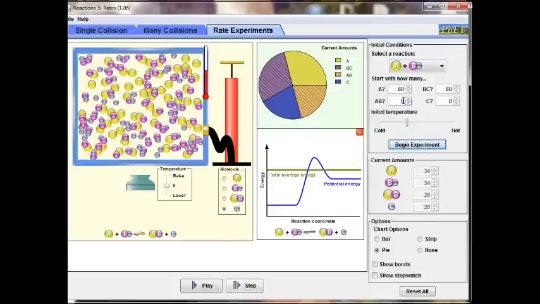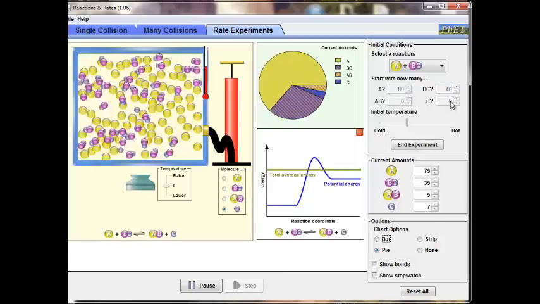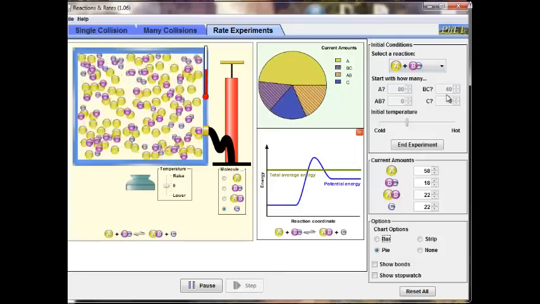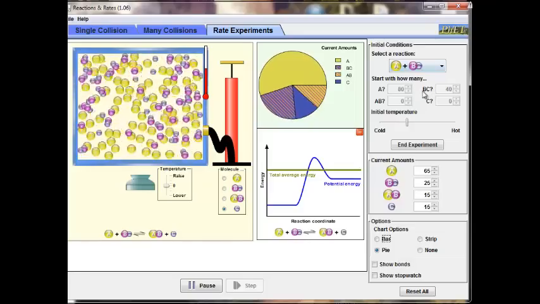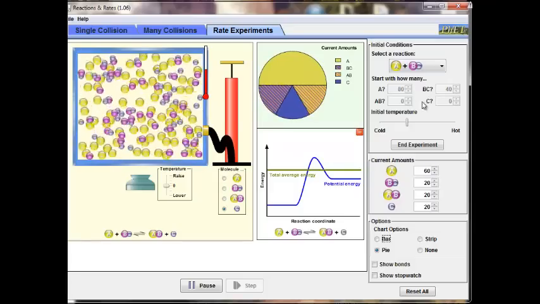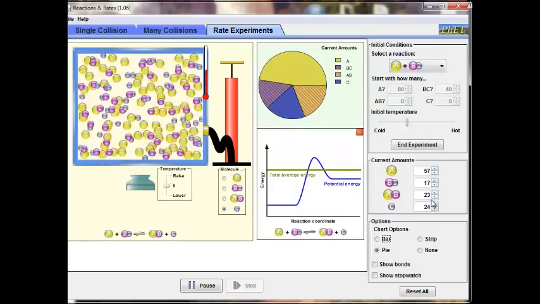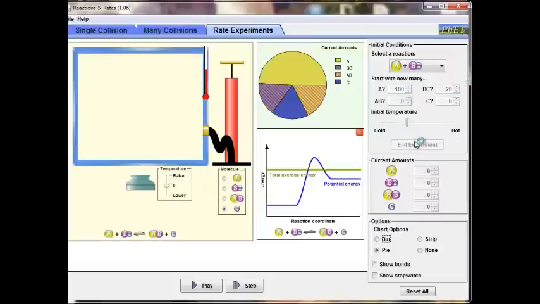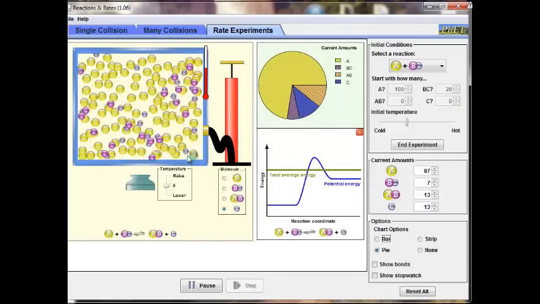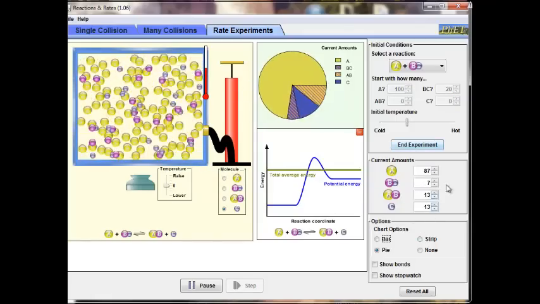Then I went through and I changed this, and I put this up to 80, and this up to 40. You'll notice I kept all of these constant at 120, and that was just so that the pressure stayed constant. And I wrote down these numbers after it all equilibrated. And then I went through and changed it to 120, and I did the same thing. I let it equilibrate and wrote down the numbers.